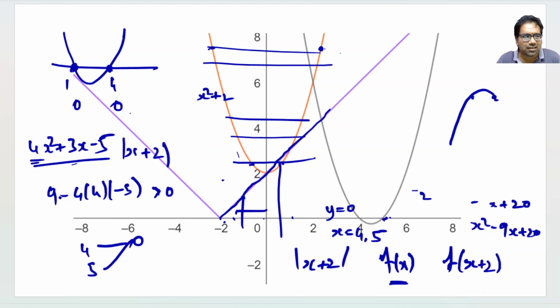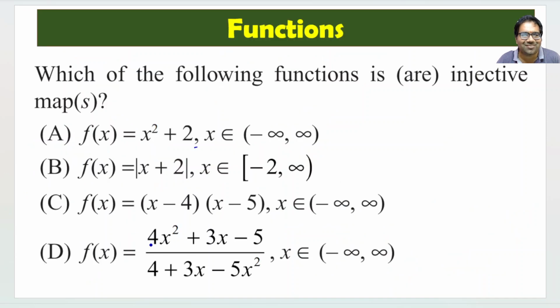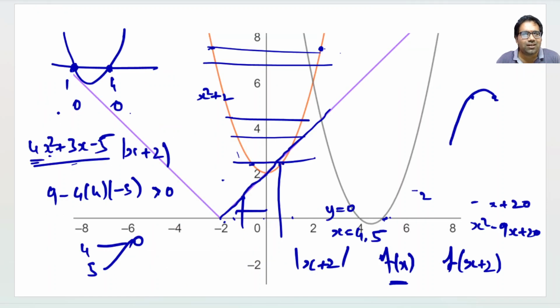That means there are at least two different values of x, which are the roots of this equation, for which the fraction is 0, that is, f of x is equal to 0. That means two different values of x are mapped to the same value of y, which is equal to 0. So clearly we can say this is not 1-1. If it has to be 1-1 or injective, the fraction has to continuously increase. Here it is definitely not continuously increasing because it is touching the x-axis twice. So probably it is like this or like this. It doesn't matter. Or it could be like this, right?